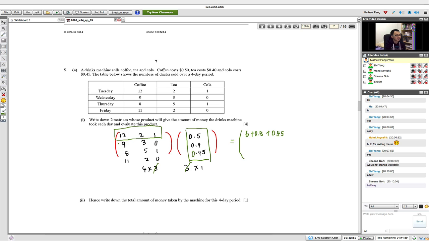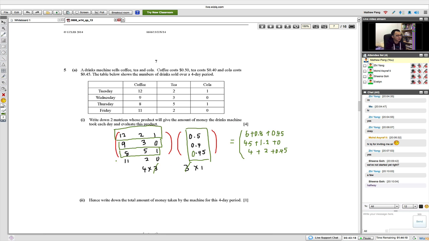Okay, for the second row, 9 multiplied by 0.5 will be 4.5. Plus 3 multiplied by 0.4 is 1.2. And 0 multiplied by 0.45 is 0. Then for the third row, 8 multiplied by 0.5 is 4. 5 multiplied by 0.4 is 2. And 1 multiplied by 0.45 is 0.45.